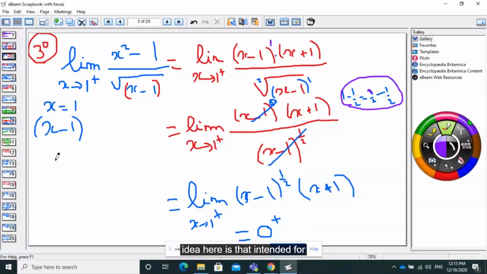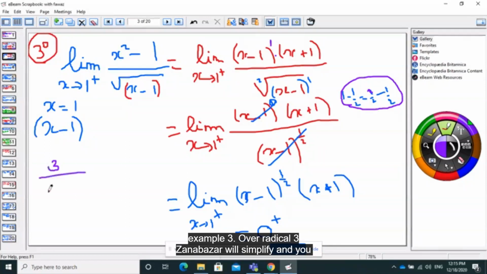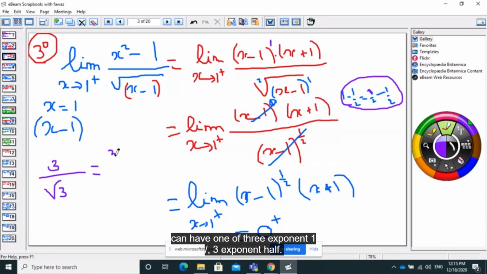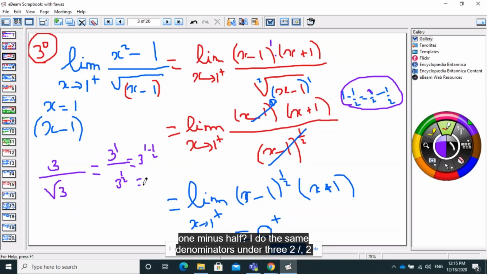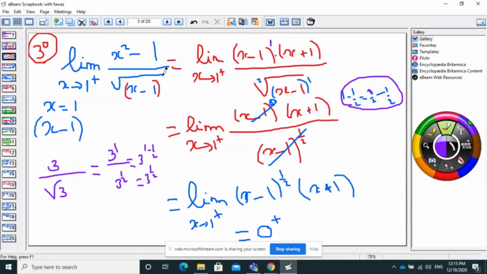I'll repeat this idea here. If you have, for example, 3 over radical 3, if I want to simplify, I say 3 exponent 1 over 3 exponent half. What happened to the exponent? Subtract: for 3, 1 minus half. 1 minus half, I do the same denominator, so 3, 2 over 2 minus 1, so 3 exponent half. On the same idea, this over this, 1 minus half, this exponent half, I will have x minus 1 exponent half.